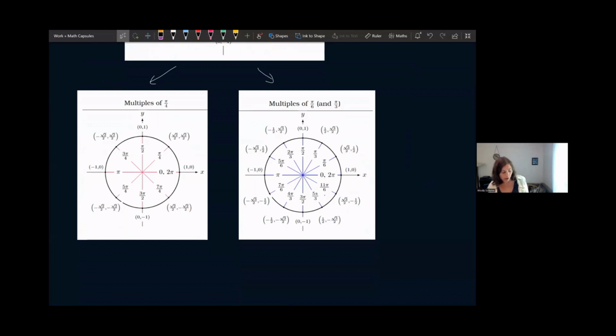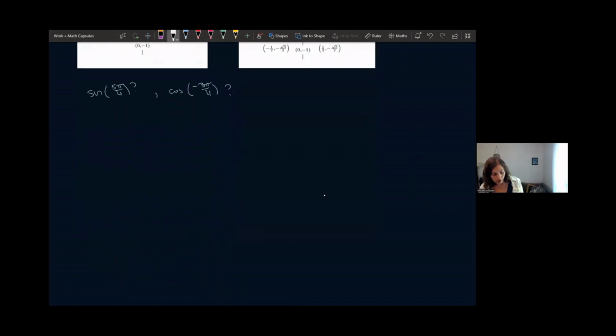So first of all, what if you're asked about a multiple of pi over 4? Maybe I want to know what's sine of 5 pi over 4, what's cosine of negative 3 pi over 4, anything like that. The first thing I need to do is figure out where is that angle around the unit circle. So if I don't have a unit circle in front of me, then I'm going to just sketch one. It doesn't have to be very pretty. And I'm going to remember that if I go 1 full turn around the unit circle, that would be 360 degrees, or in radians, that would be 2 pi radians.